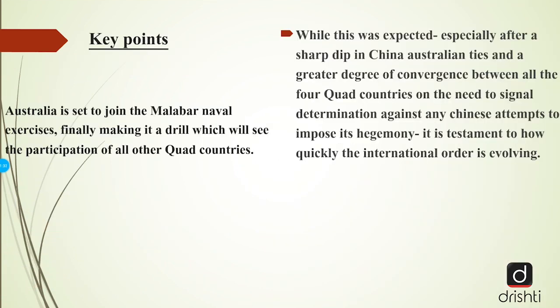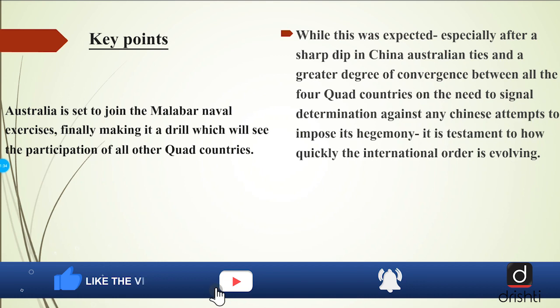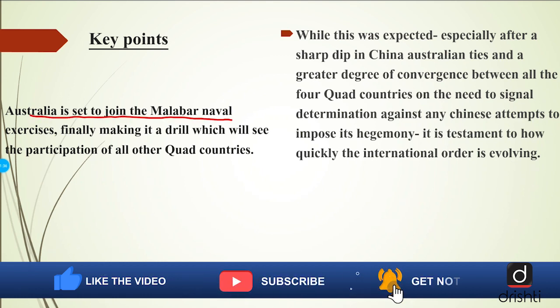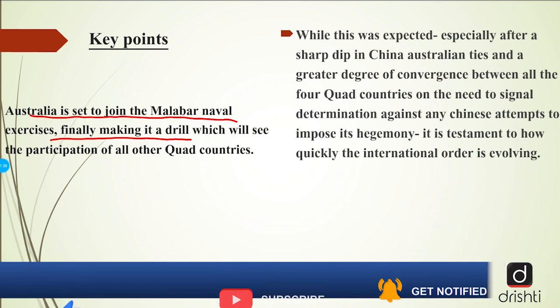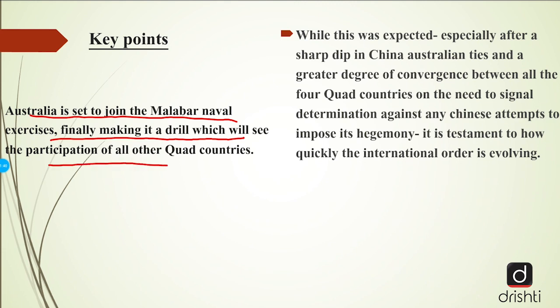Some key points of today's editorial. Now, Australia is set to join the Malabar naval exercise, finally making it a drill which will see the participation of all other Quad countries. Now, we know that India has invited Australia for its annual naval maritime exercise along with two other nations, that is Japan and America. The exercise is known as the Malabar exercise. So India has invited Australia to participate in that naval maritime exercise.